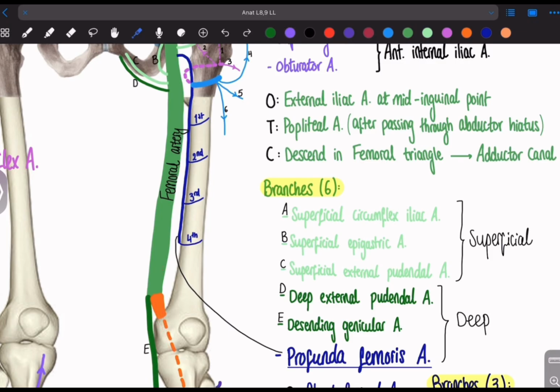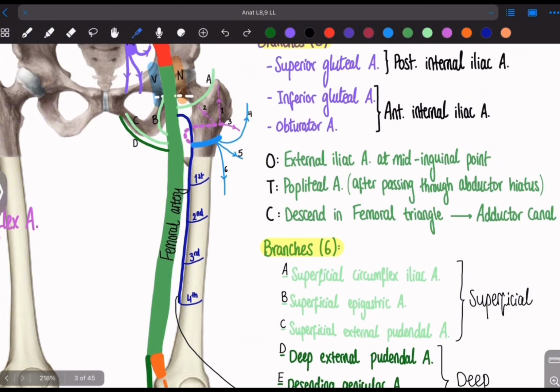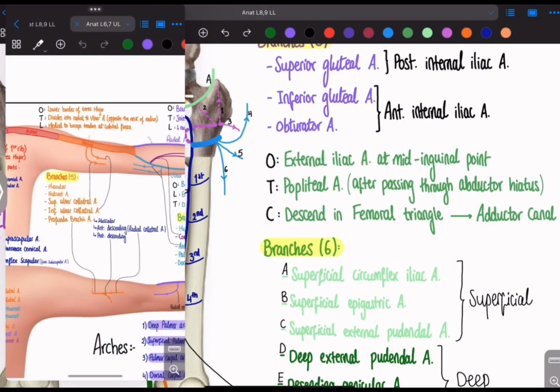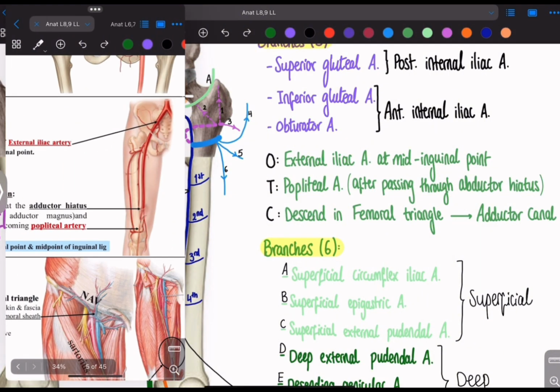Okay, so for the course, we have two areas where the femoral artery passes by. The first area is the femoral triangle. Then we have the abductor hiatus. Let's see them in this diagram here because it's more clear.